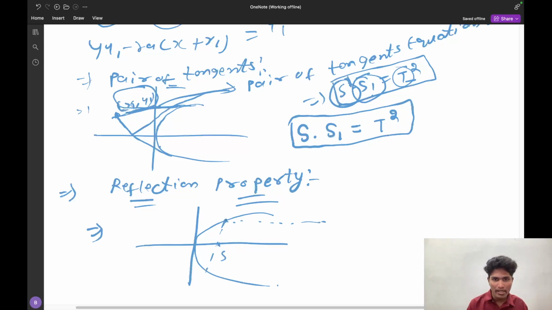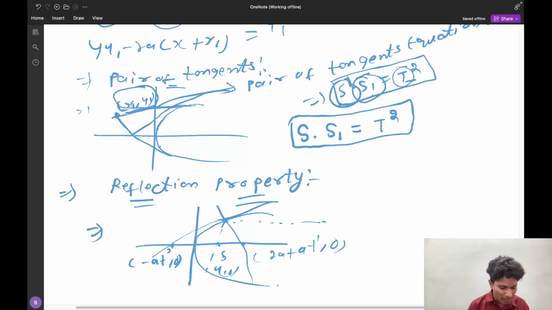At the point, if I draw the normal and tangent, this is the normal and this is the tangent. If you observe very carefully, this tangent will intersect the x-axis at minus at-squared comma 0, and the normal will intersect at 2a plus at-squared comma 0. At these points it will intersect.